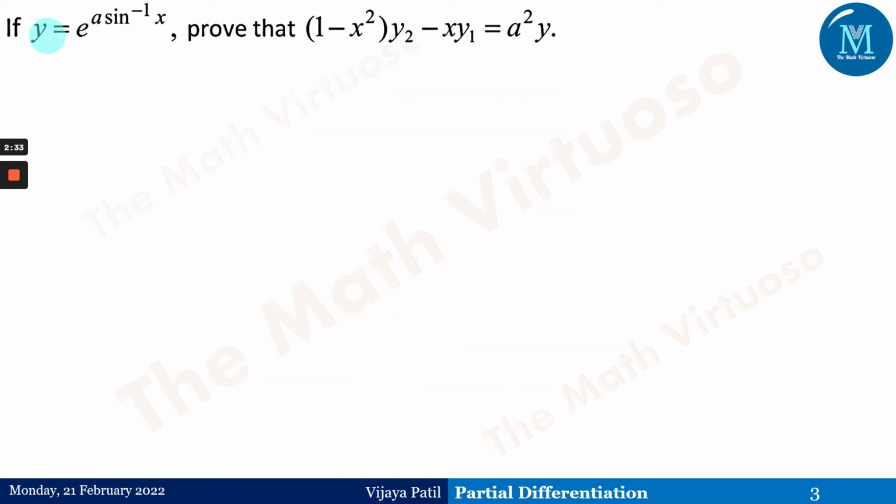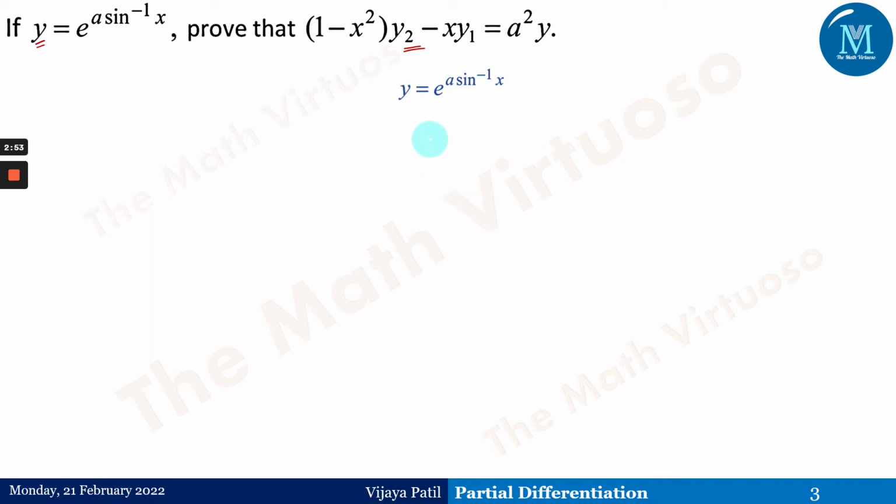Now if y is equal to e to the power a sine inverse of x, then prove that 1 minus x squared y2 minus x into y1 is equal to a squared y. From this, you can understand that at least 2 times we have to differentiate this y so that we can reach this type of proof or reduction.